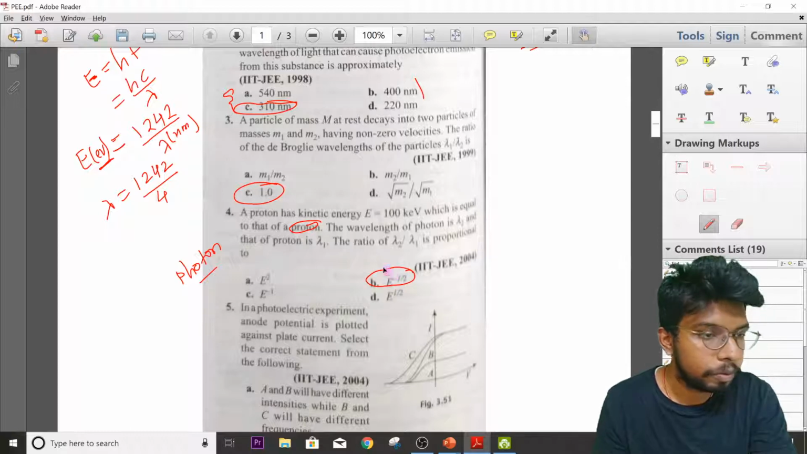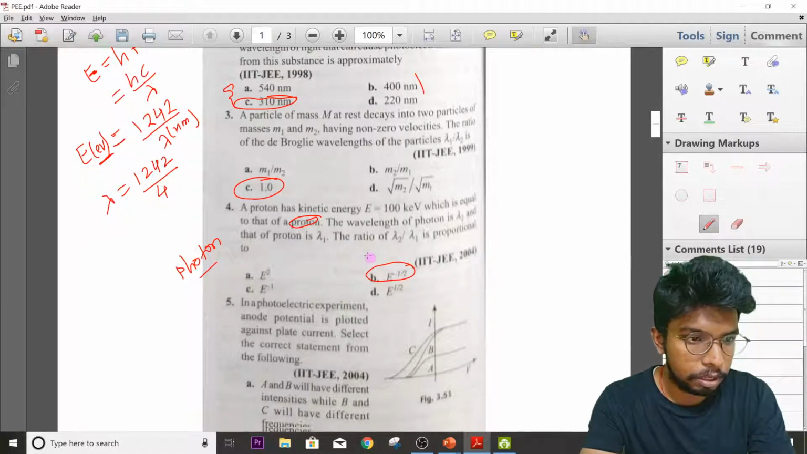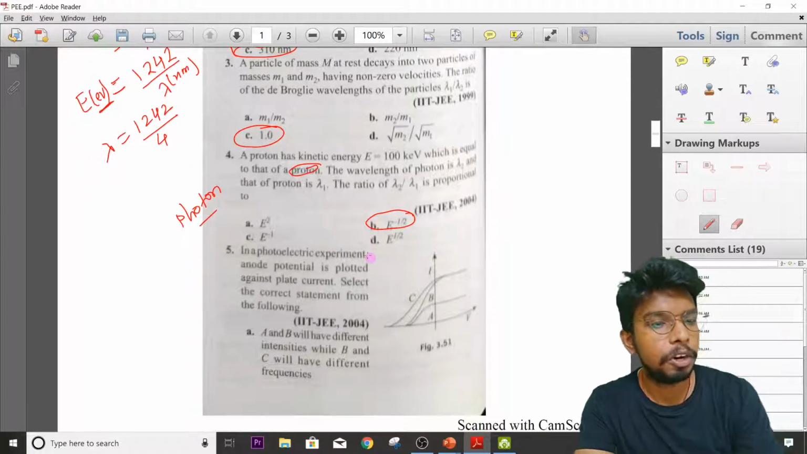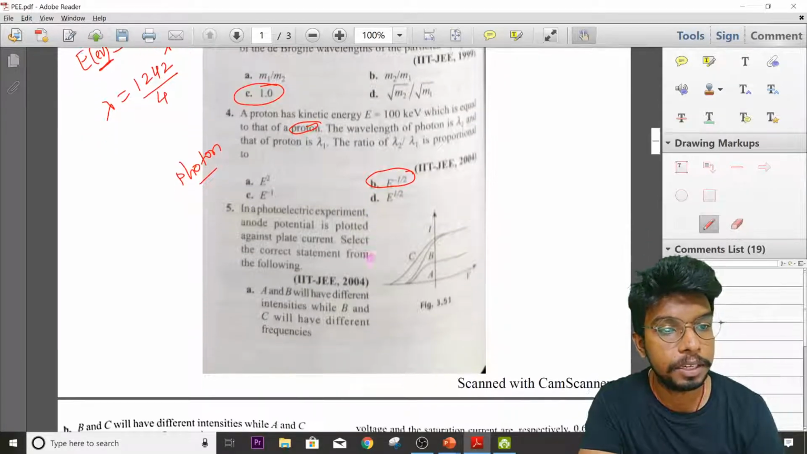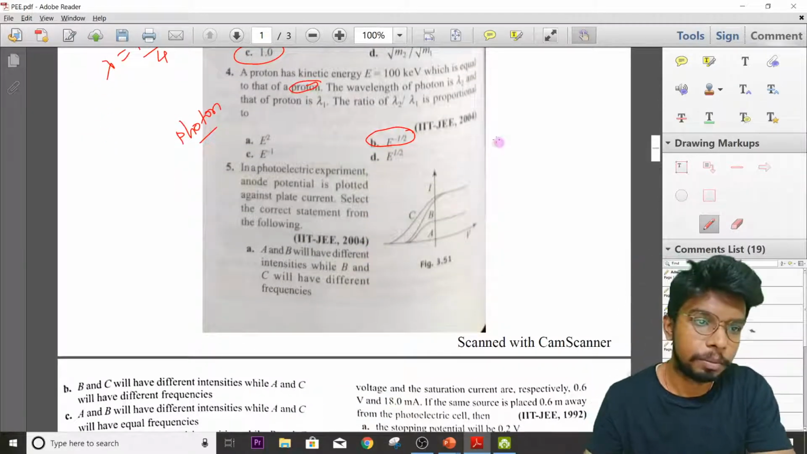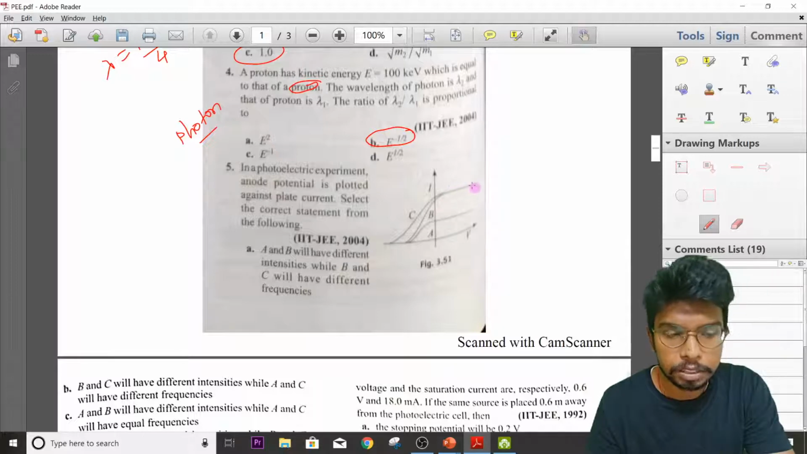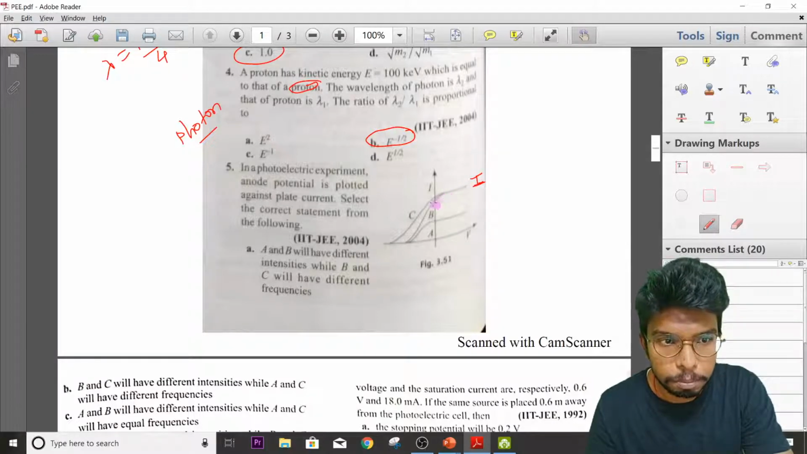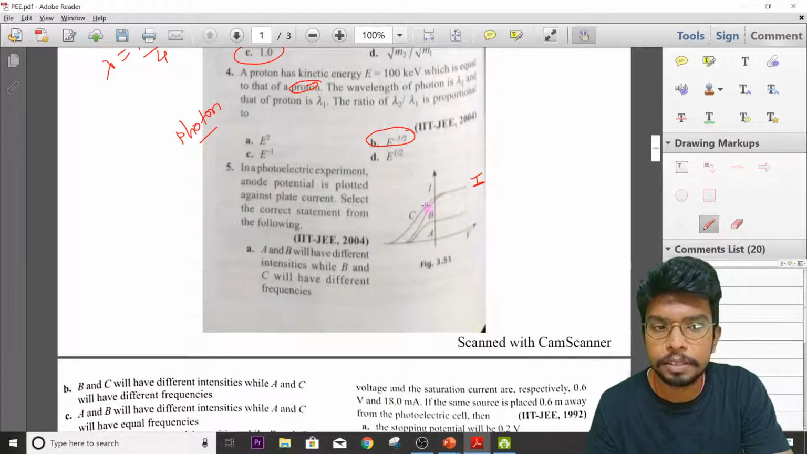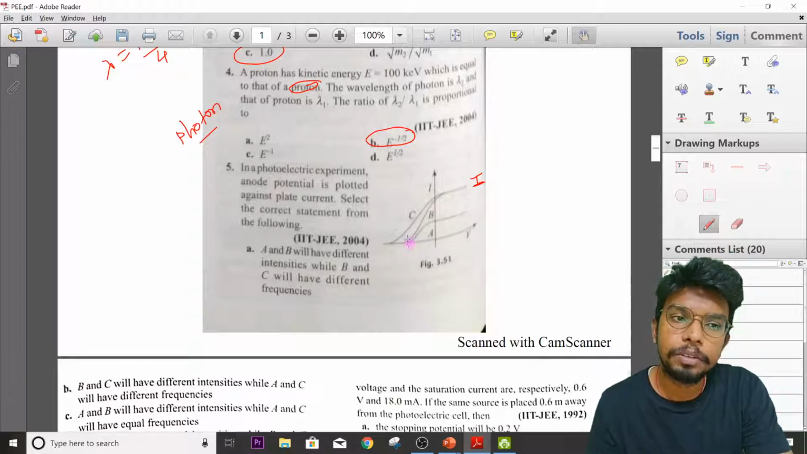Moving further, in a photoelectric experiment, anode potential is plotted against plate current. In this type of situation, always remember, if this is matching, the photocurrent is matching, that means intensity is same. That means for B and for C, intensity is same. And if this is matching, that means the frequency is same. Frequency for A and frequency for B, they are same.